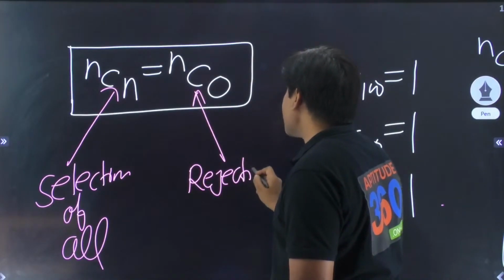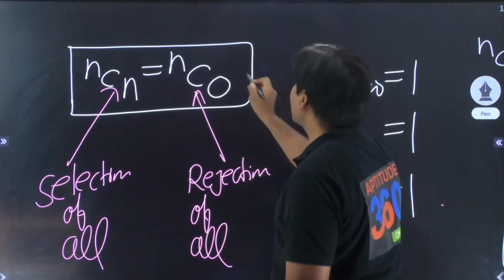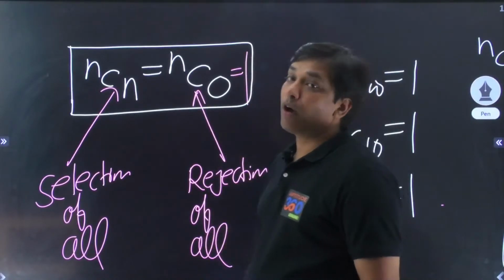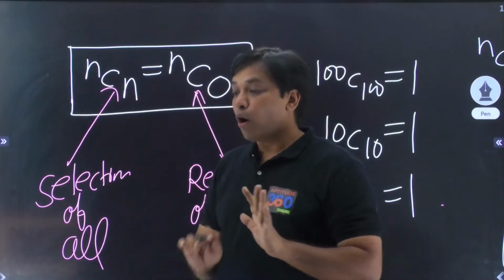In how many ways can you reject all? Rejection of all, we can do this in only one way. So nCn, which is equal to nC0, is going to be nothing but 1, right?